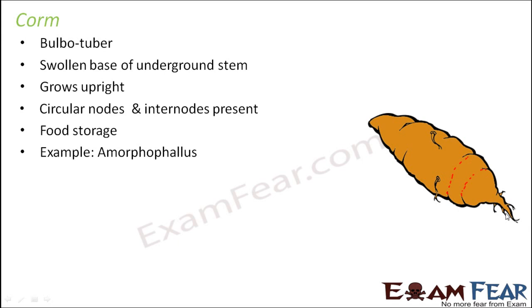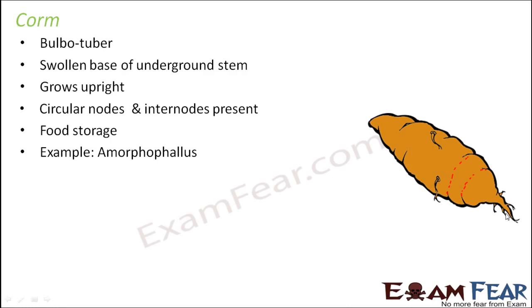Under favorable conditions, the aerial shoot arises from the axillary bud. The basal part becomes thick to form new corms. So this also helps in storage of food. This is basically a combination of bulb and tuber because they have a swollen base. That is why it is similar to a tuber. Since it is also fleshy and helps in storage of food, that is how it is similar to a bulb. So corm is basically a bulbotuber.